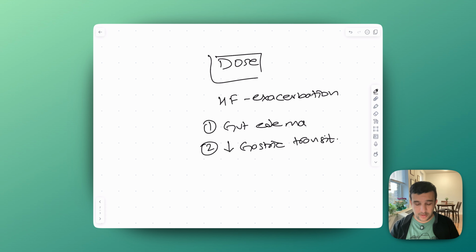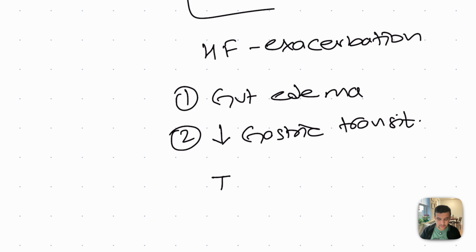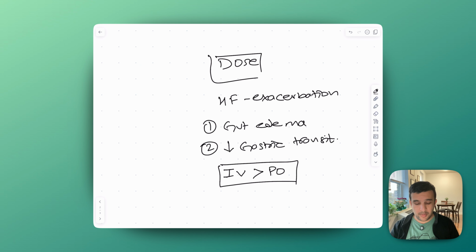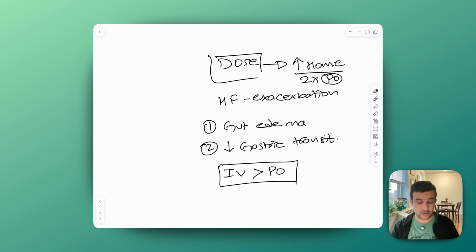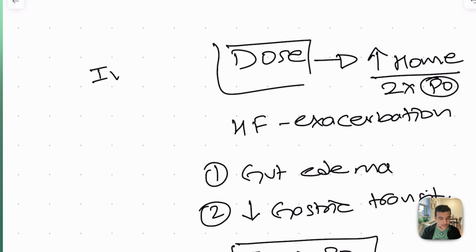So in terms of dose forms, IV is probably better than oral, at least initially. It is a good idea to usually give them a higher dose than their home dose. The general advice is 2 times the oral dose they have been taking, right?